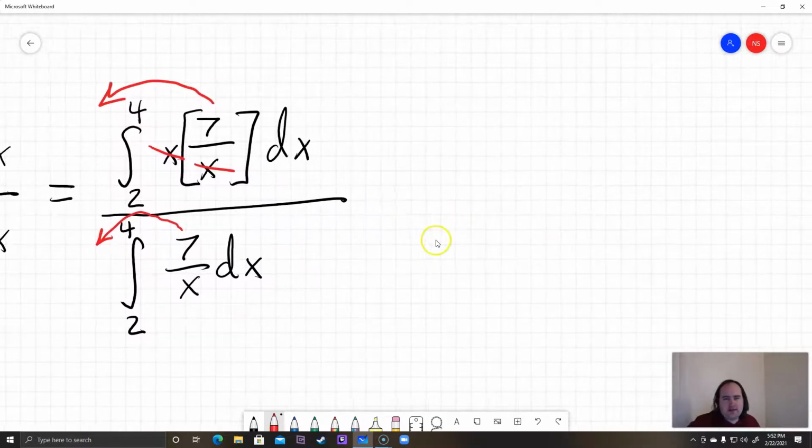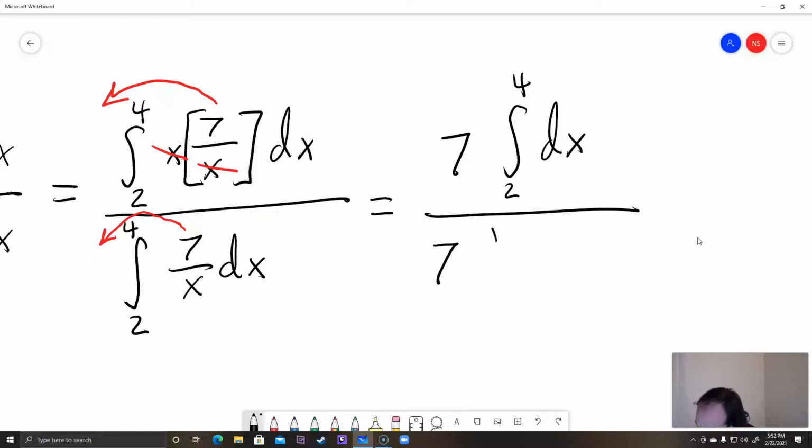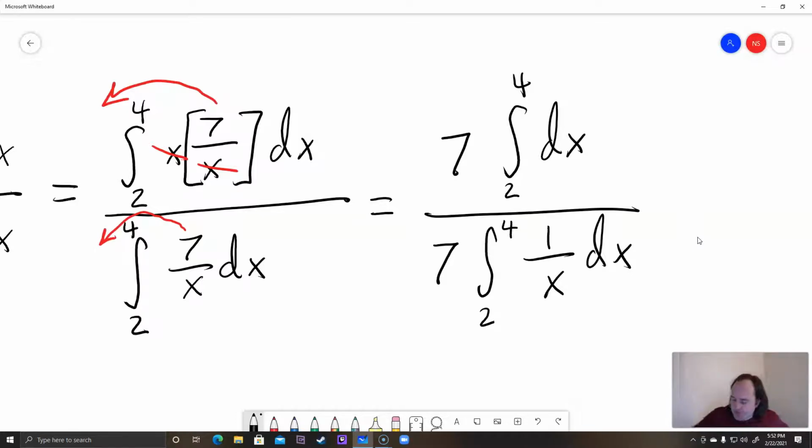Okay, so what is that going to give me? Well, we're going to have 7 times the integral from 2 to 4 dx on the top. And then on the bottom, we have 7 times the integral from 2 to 4 of 1 over x dx. Okay, so now on the top and the bottom, the 7's are going to cancel out. Okay, and then we can go ahead and do this integral on the top. So the integral of dx is actually just going to be x.